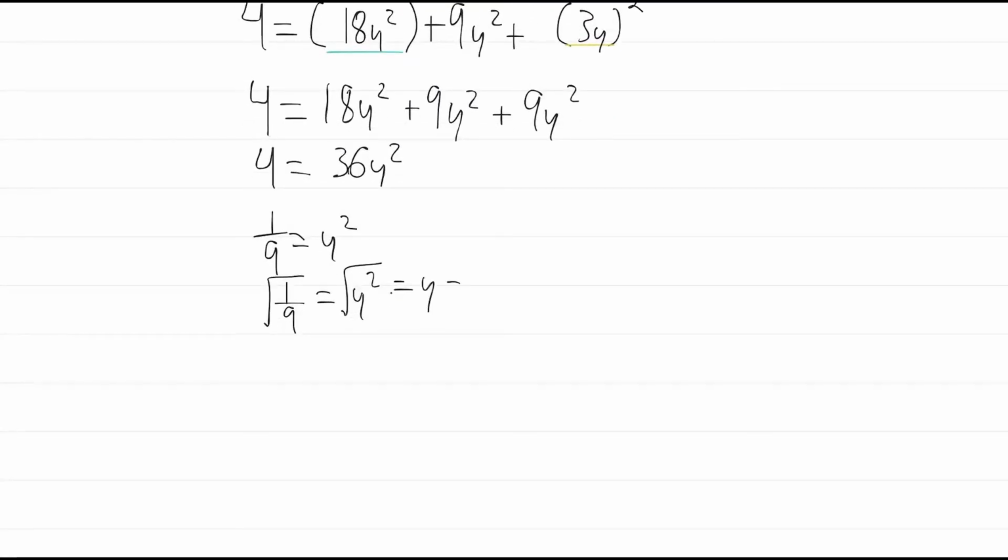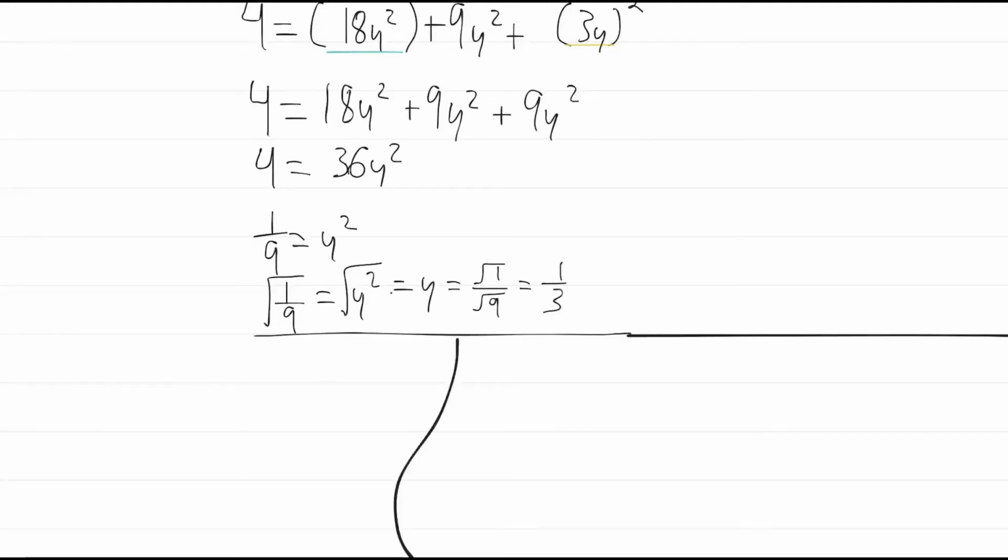And we're doing this through substitution. In doing this, we get the square root of y is equal to the square root of 1 divided by the square root of 9. The square root of 1 is 1. The square root of 9 is 3. And thus our y comes out to be positive 1/3.